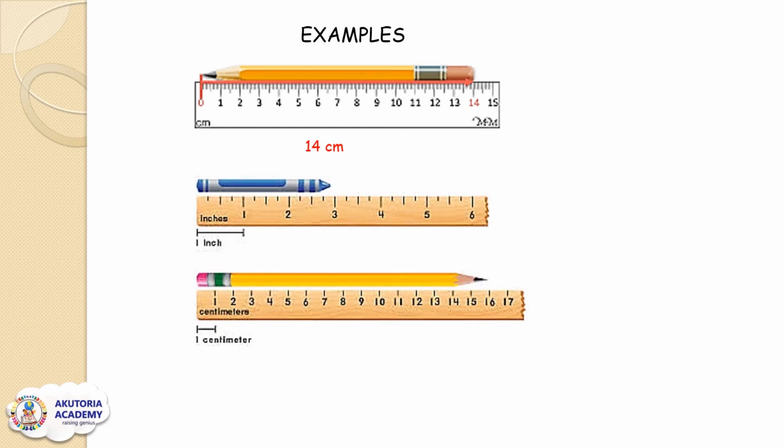Giving more examples, if we are to find the length of this crayon using an inch ruler, we can see that the end point of the crayon to the tip of the crayon on the inch ruler is 3 inches. So, we can simply say that the length of the crayon is 3 inches. So also, if we are to measure the length of the pencil in centimeters, the end point of the pencil to the tip of the pencil on the ruler is 16 centimeter as indicated, and hence we can simply say that the length of the pencil is 16 centimeter.